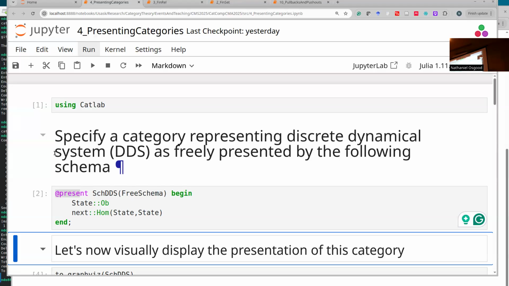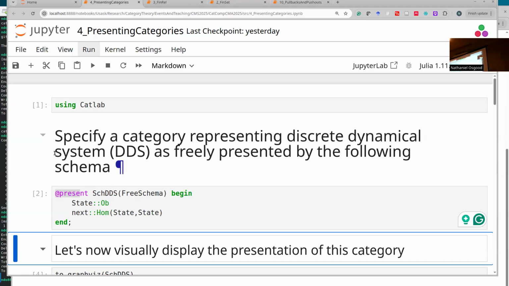Here we're going to have a little category where we have a single object called state, and a single morphism or arrow called next. The idea is to mimic, at a high level, a discrete dynamical system. State has some state in it, and we have a next mapping. You're going to see this come into its own in Xiaoyan's examples. But I want to emphasize this next goes from state to state.